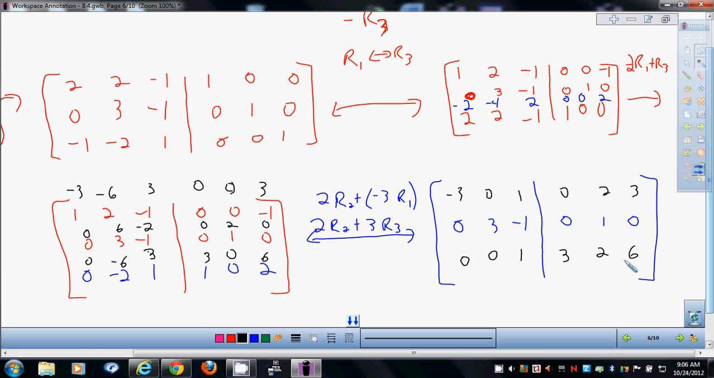No, I'm talking about that here where you did 2 R2 plus negative 3 R1. What did I gain from doing that? Yeah, what did you gain? We're no longer going for upper echelon anymore.